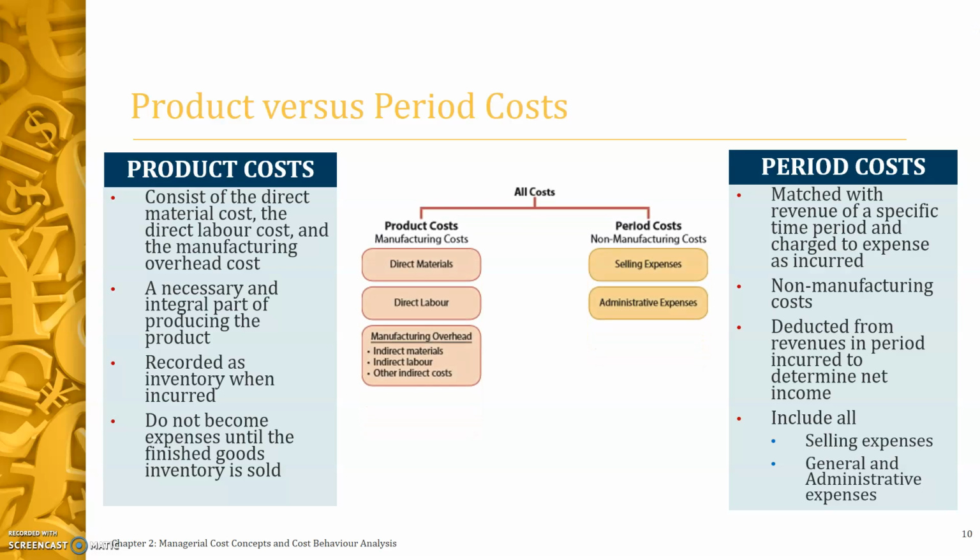So let's again summarize both sets of costs, product costs and period costs. All costs are divided into product costs or period costs. Product costs are manufacturing costs, which include direct material, direct labor, and manufacturing overhead, including indirect materials, indirect labor, and other indirect costs. While period costs, which are non-manufacturing costs, include selling expenses and all the administrative or general expenses.